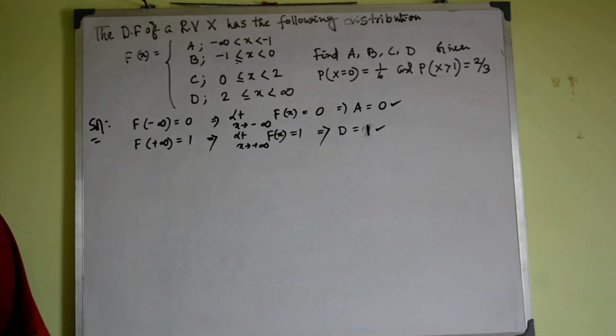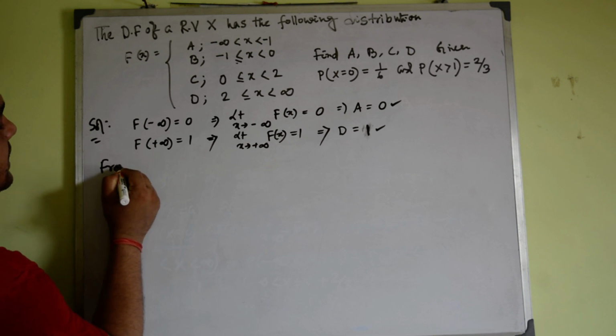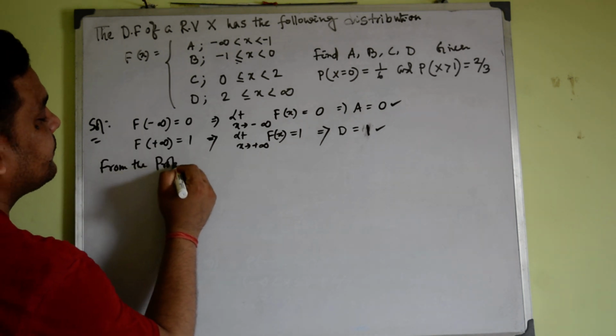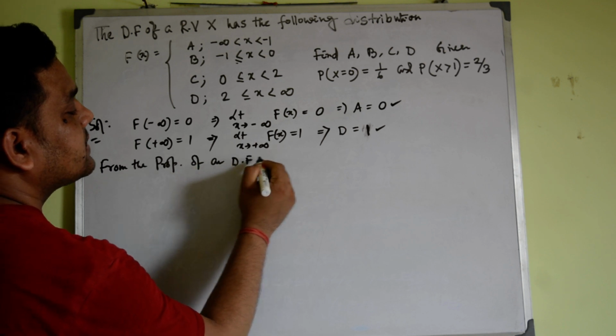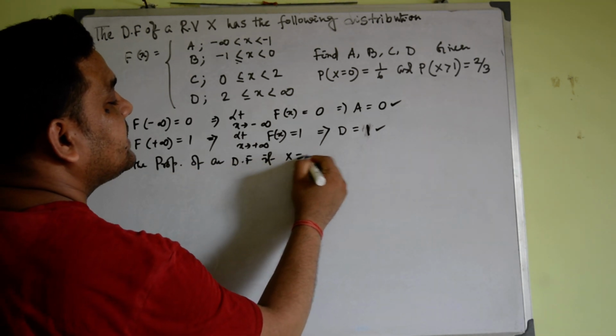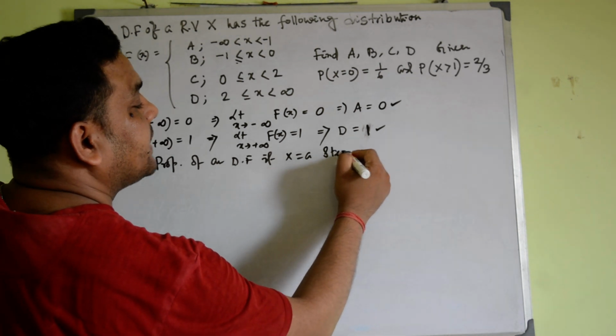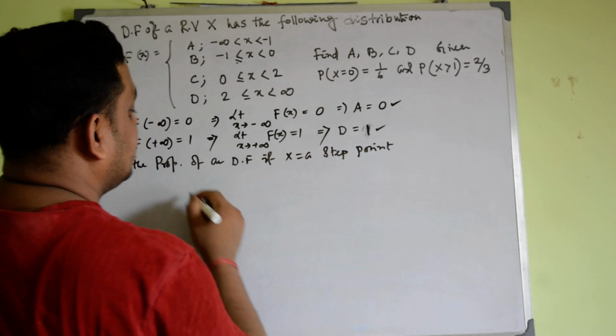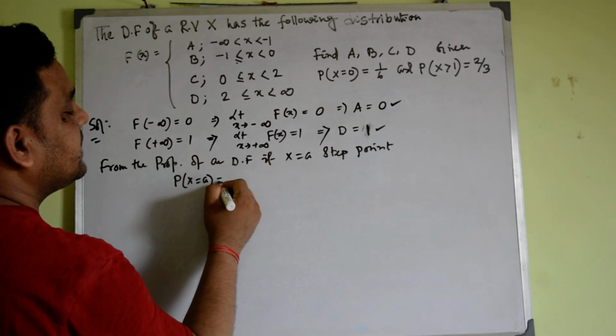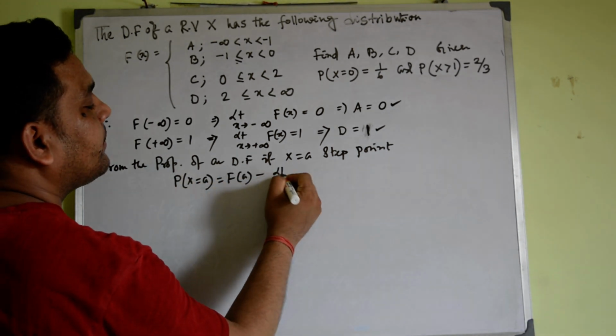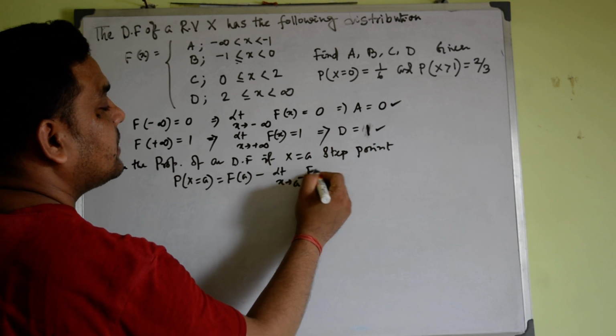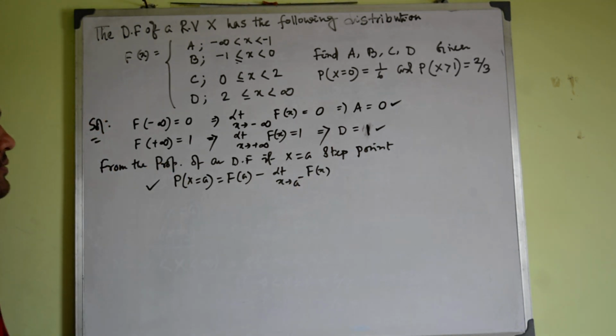Now from the property of a distribution function, if x equal to a is a step point, or you can say spectrum, then you can write P(X = a) equals F(a) minus limit x tends to a minus of F(x). So using these properties we calculate b and c.